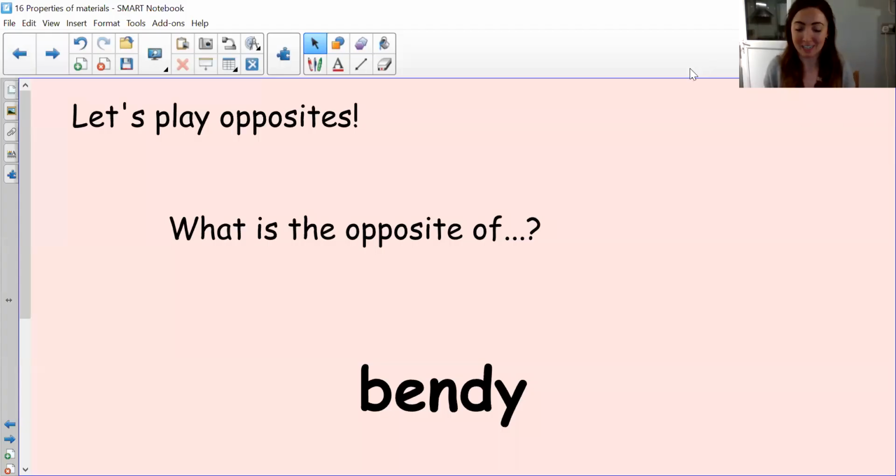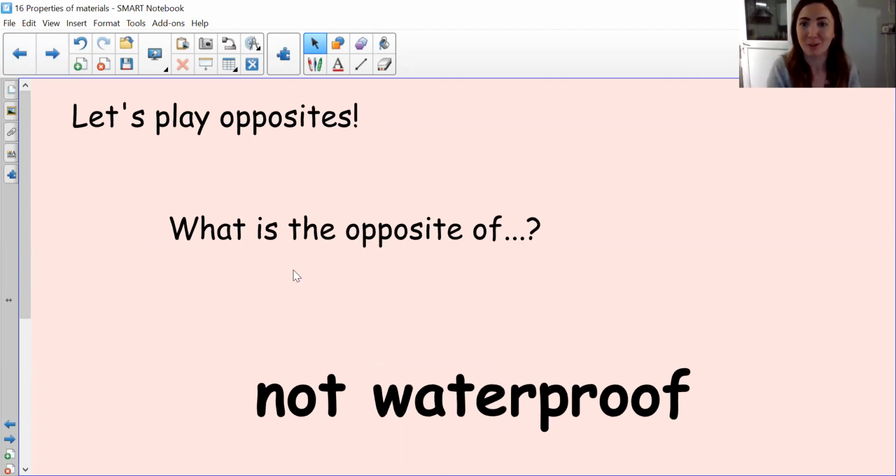So the opposite of bendy would either be not bendy, as the most obvious one, or rigid or stiff. All of those words mean that you cannot bend it easily. Okay, next word. What is the opposite of not waterproof? Okay, so hopefully you said waterproof. So not waterproof means that it lets water in. Waterproof means that it does not let water in, doesn't let water through.